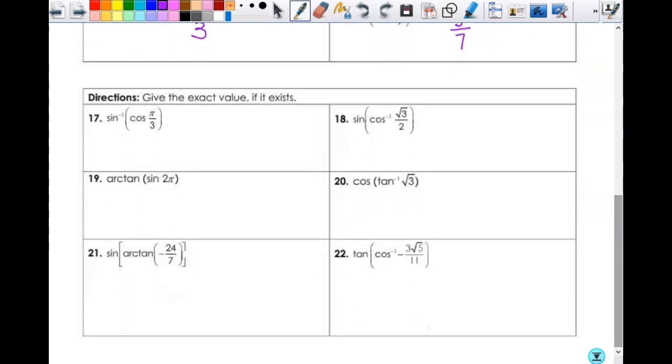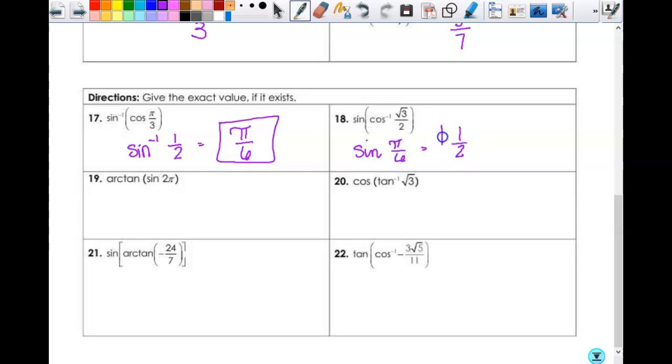All right, so then the sine inverse of the cosine of pi thirds. So the cosine of pi thirds is 1/2. And then when the sine value is 1/2, the angle is pi sixths. And then I want the sine of the cosine inverse of the square root of 3 over 2. So when the cosine value is the square root of 3 over 2, the angle is pi sixths, and then the cosine of pi sixths is 1/2.